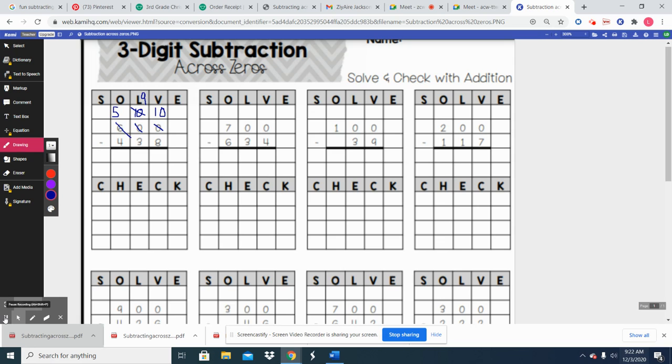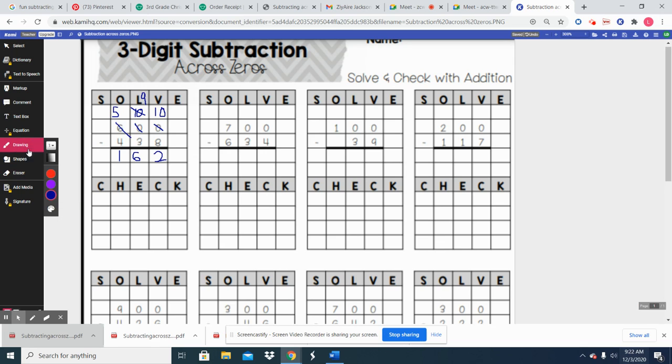So now we're going to subtract. 10 minus 8 is 2. 9 minus 3 is 6. And 5 minus 4 is 1. Oops. To erase, just click on the eraser.